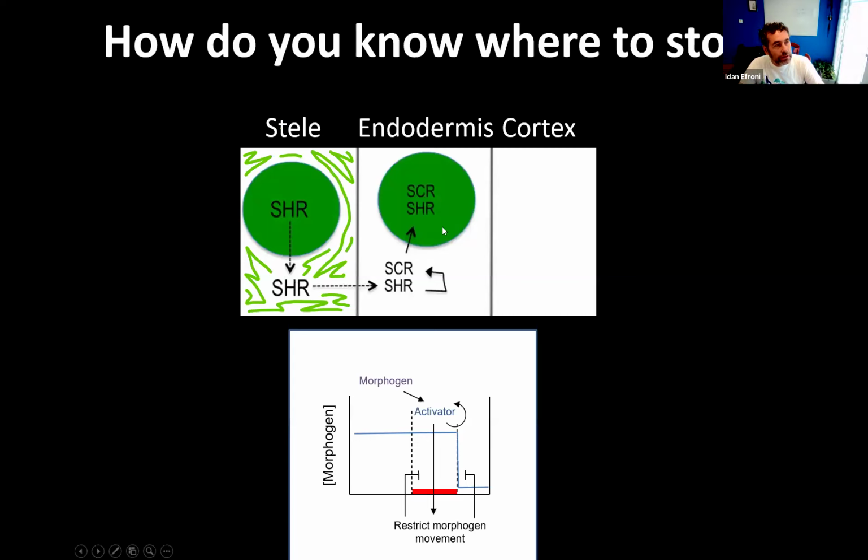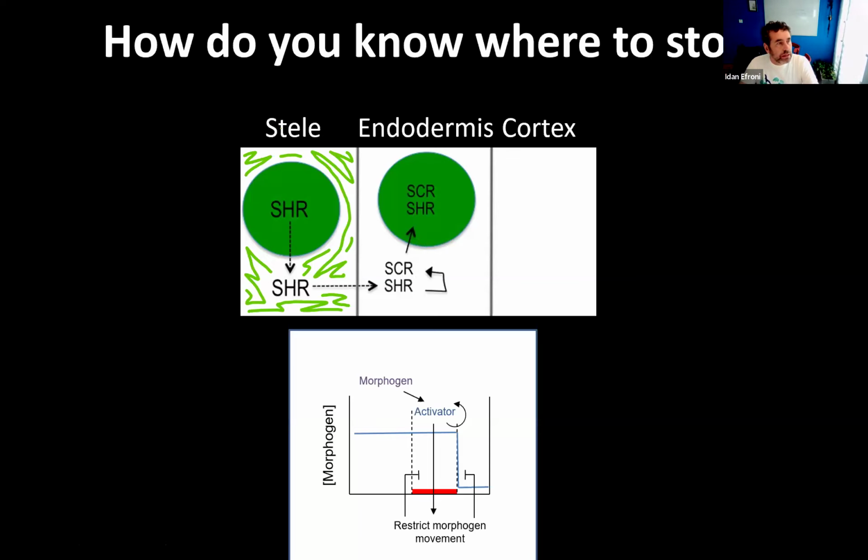And the way, at least, it works in the SHORT-ROOT is that there is a trapping mechanism. So SHORT-ROOT moves one cell and then gets trapped in the cell to which it moves. And the original hypothesis was that it's trapped by binding another transcription factor, SCARECROW, which limits it to the nucleus and prevents further movement. But we know now that this is much more complex. There are other mechanisms at play, and this at least gives some of the picture, some of the answer, but not all of it. And what I'm going to talk about now is a little bit of the work that we've been doing.